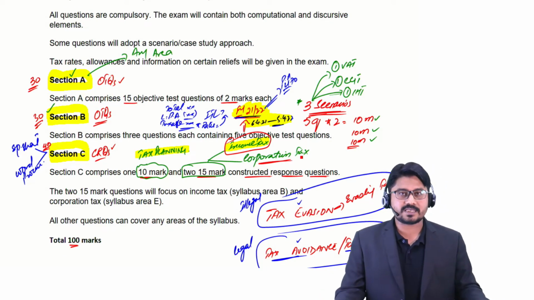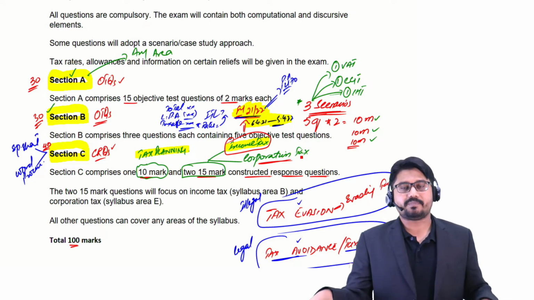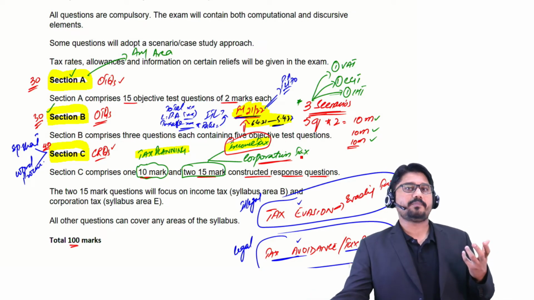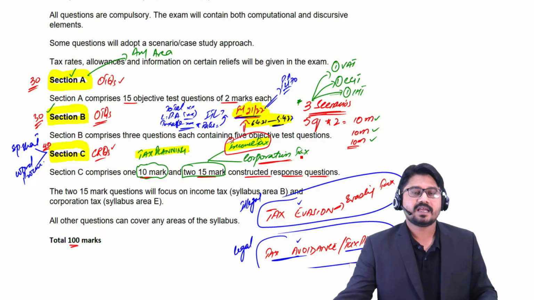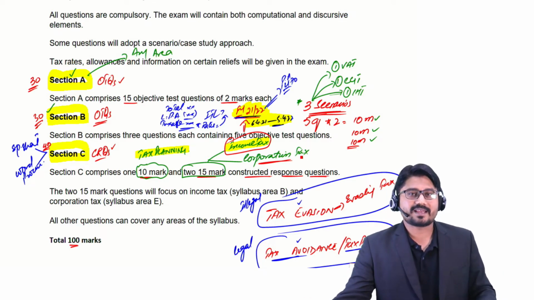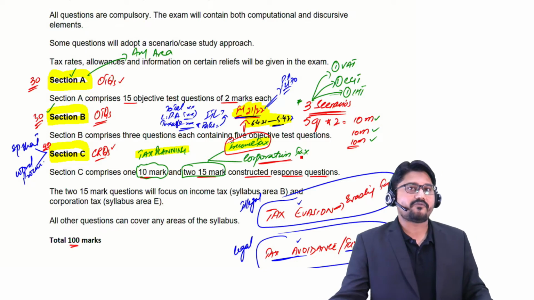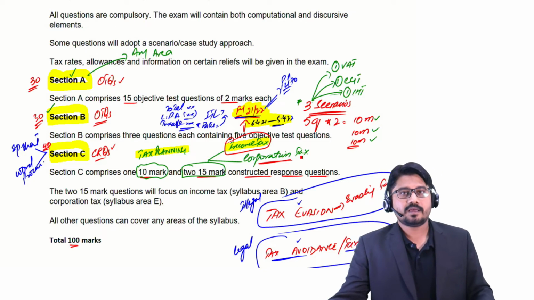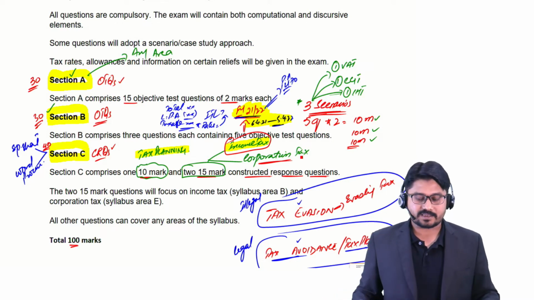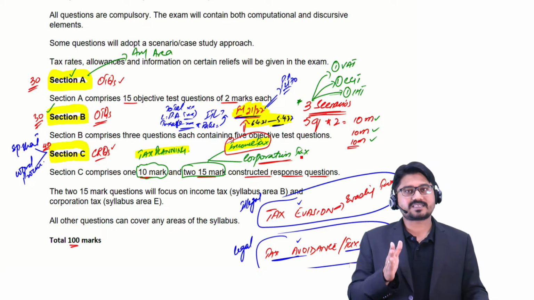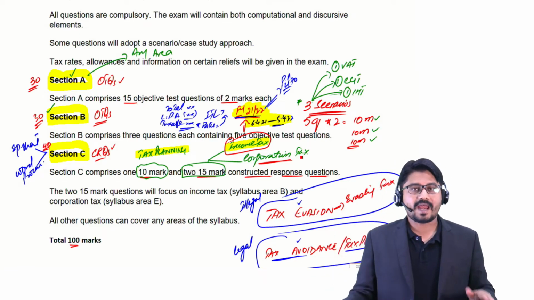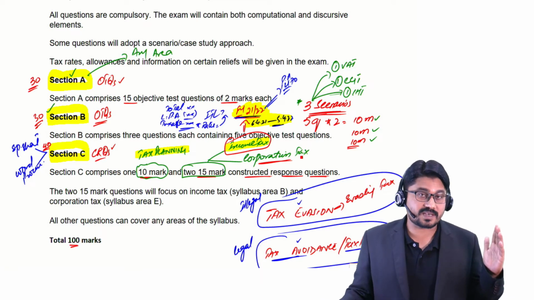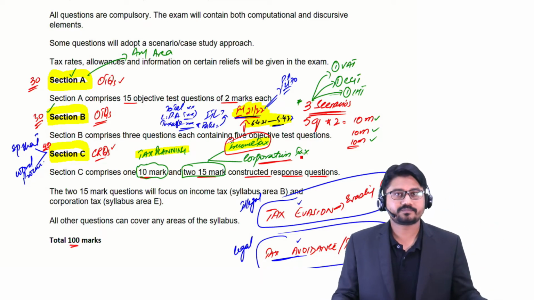Let's talk about the corporation tax. Corporation tax means the taxes of the company. As an individual person earns income and pays taxes, that is termed as income tax. Similarly, a company earns profits and has to pay taxes. So that is termed as corporation tax. So here is the difference. Income tax means taxes of individual persons, and corporation tax means taxes paid by the company.